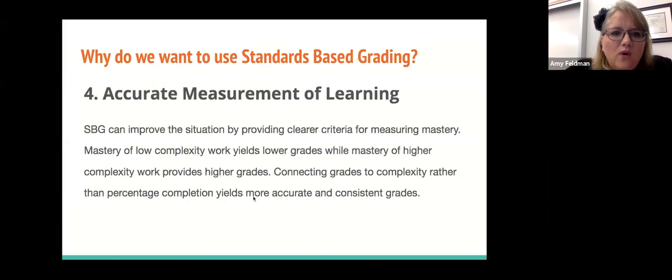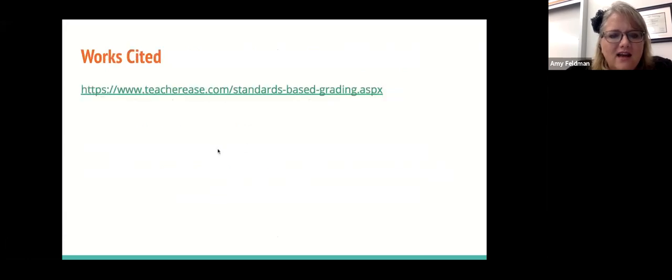And lastly, we use standards-based grading because it is an accurate measurement of learning. It improves the situation. Low complexity work yields lower grades, while mastery of higher complexity work provides higher grades. Connecting grades to complexity rather than percentage completion yields more accurate and consistent grades. So lastly, I got some of my information for standards-based grading from this website.